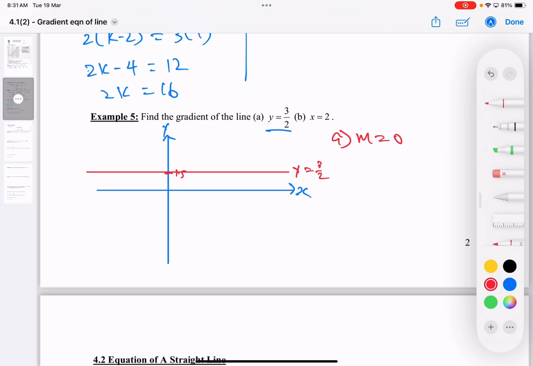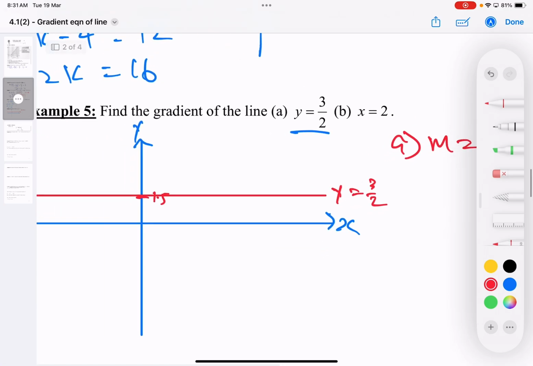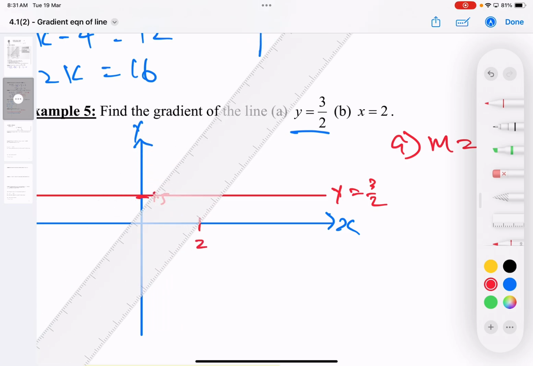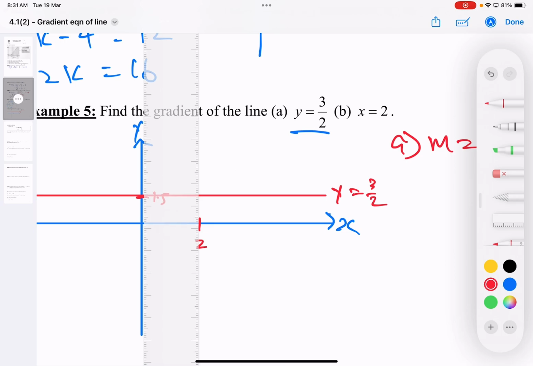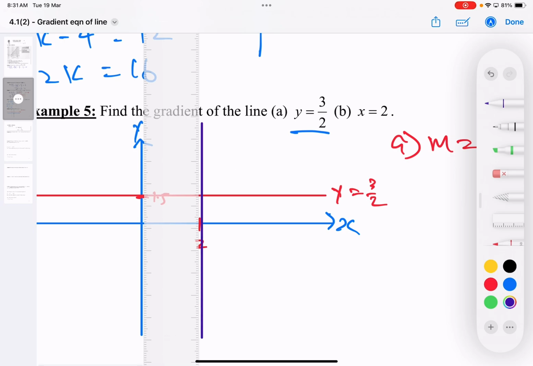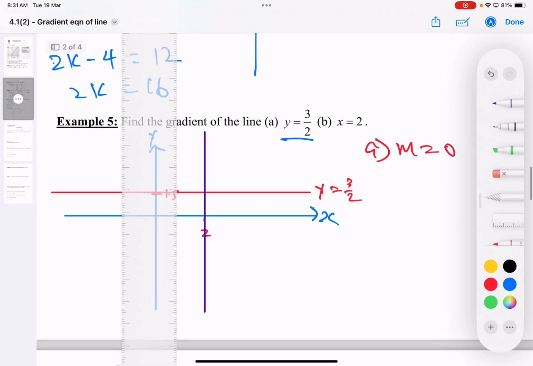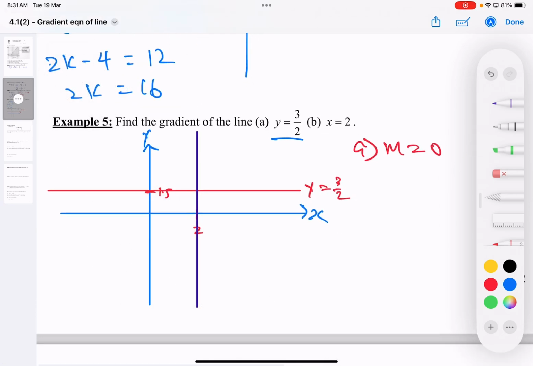Can you understand? Okay. Now let's move on to the second one. Okay, x is equal to 2. Again, let's say 2 is over here. I'm going to draw a straight line down here. Let me change color a little bit, I am going to change to purple. Okay, so this is x equals 2. Why is this x equals 2? Because at every single point on this line, the value of x is always 2.